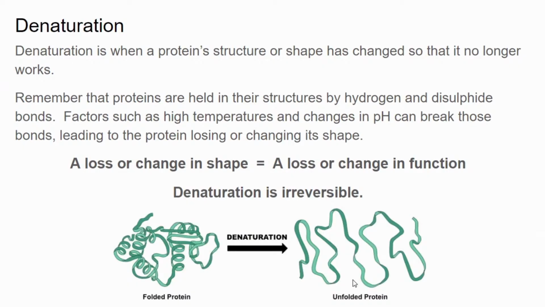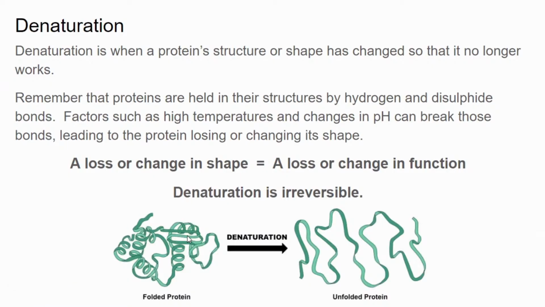On the left-hand side here, we have our folded protein. This ribbon shape represents the amino acid sequence, and that sequence is folded up and twirled up on itself, and it's being held in that shape by hydrogen bonds and disulfide bonds.